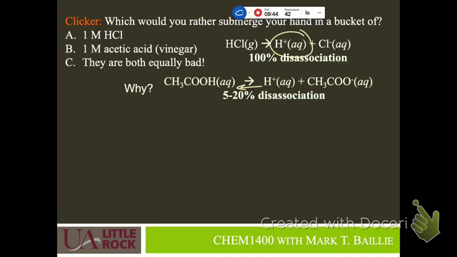However, if we have a 1 liter 1 molar solution of acetic acid, we have a mole of this to start with, and afterwards we still have 0.9 moles of this, and only 0.1 moles of this.